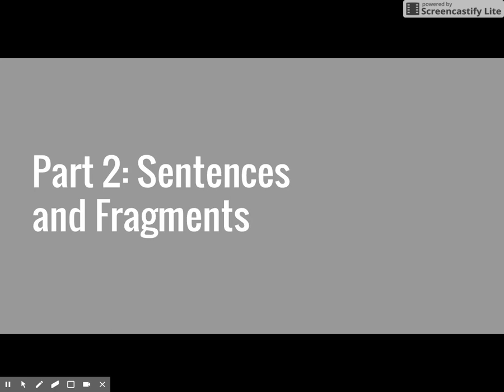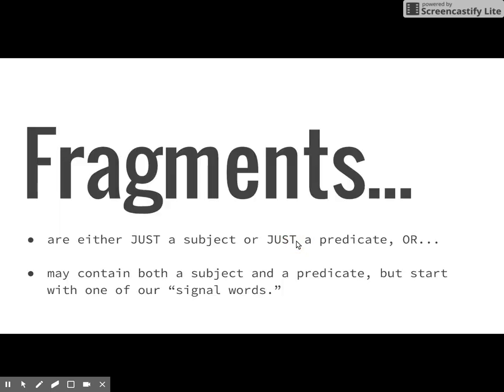Part 2, sentence and fragments. This is where this should be a review from last quarter when we talked about what makes a sentence, what makes a fragment. Fragments are either just a subject or just a predicate, or, and this is going to make a lot more sense once we start talking about the types of sentences, they may contain both a subject and a predicate, but they start with one of our signal words and they don't have anything else. Like they're just a part of a sentence that needs something else to complete it.